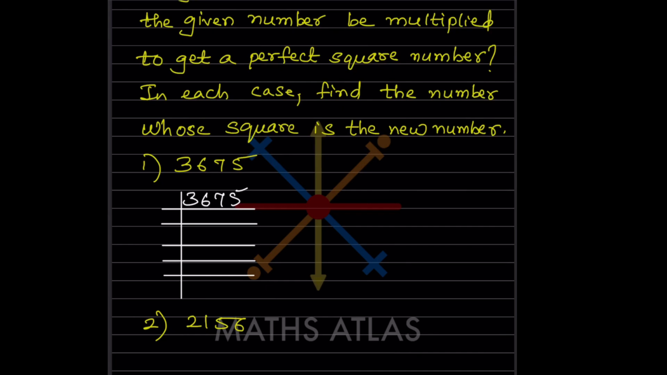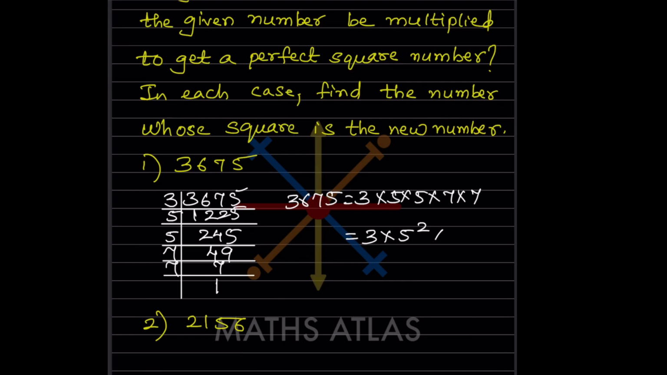So this goes with 3. Again, this doesn't go with 3, then it goes with 5. This goes with 7. So we have 3675 will be, 3 is just 1 time, 5 2 times, and this will be here. So you can write here 3 into 5 square into 7 square.